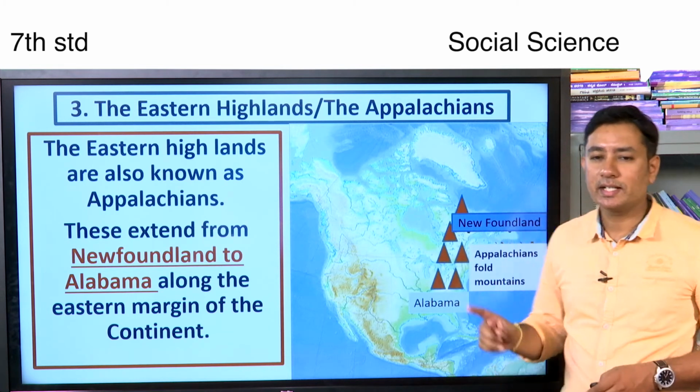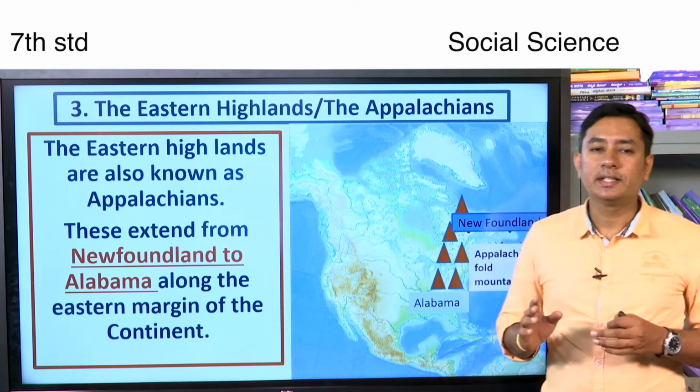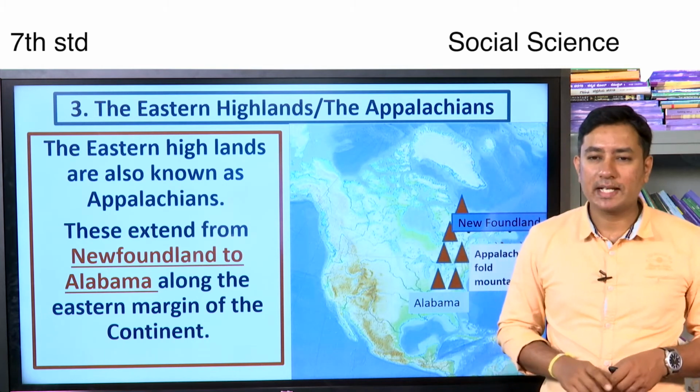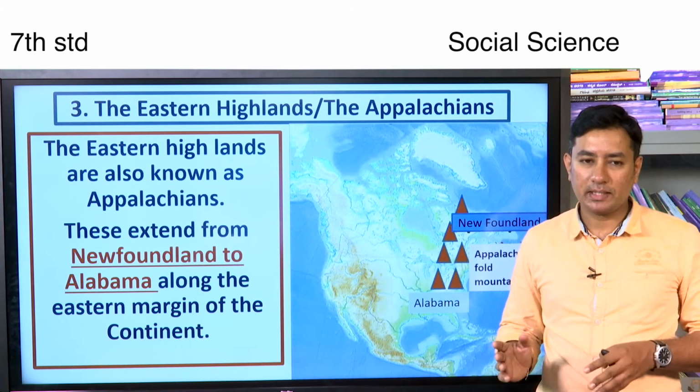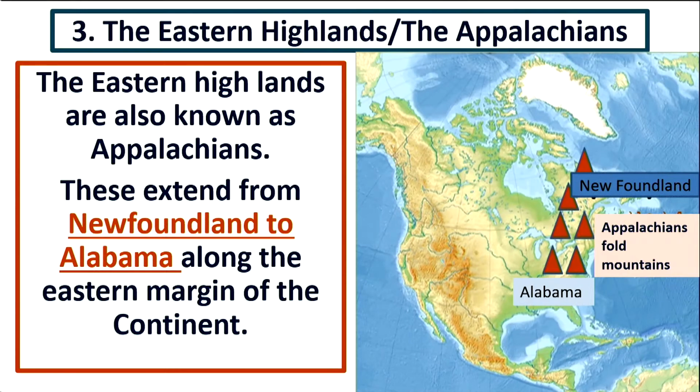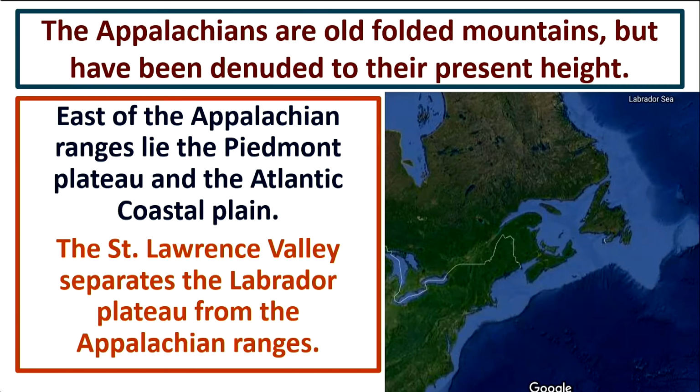Where is it located? See here in this part. The Eastern Highlands are also known as Appalachians. These are the Appalachian Mountains. These extend from Newfoundland to Alabama. Where is Newfoundland? Here in this picture you can see it clearly. Appalachian Mountains are Old Fold Mountains. Earlier we have learnt about New Fold Mountains. Now we are learning about Old Fold Mountains. So it is completely denuded, and today what we are seeing is the Old Fold Mountains only here.